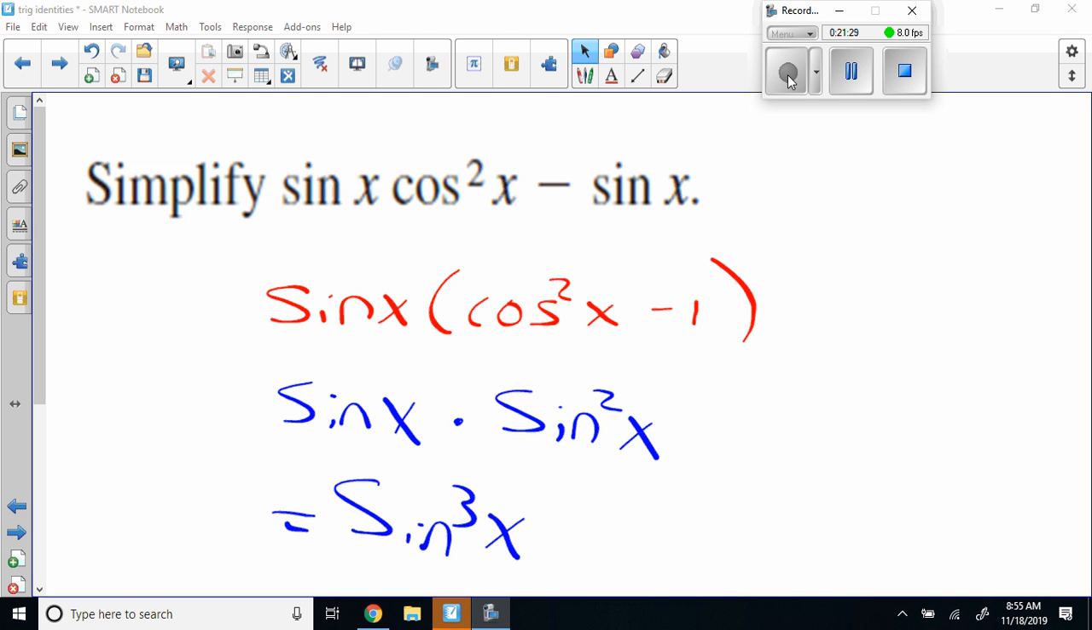Now, here's what I need for you to do tonight. I need you to look at these, especially the reciprocal identities, and then the Pythagorean identities. Make sure you're well versed in all the different looks of those. That's going to be critical when you move forward. I'm available during the day.